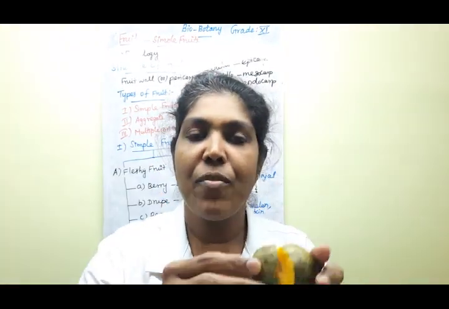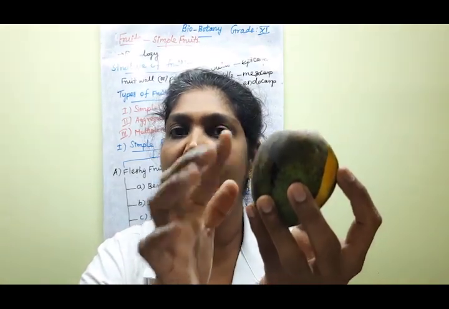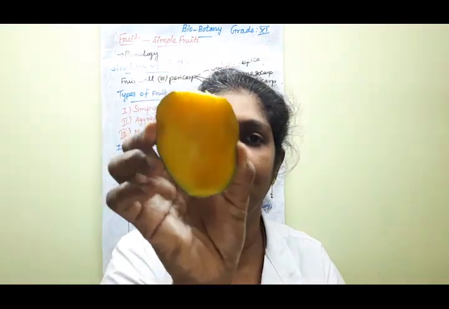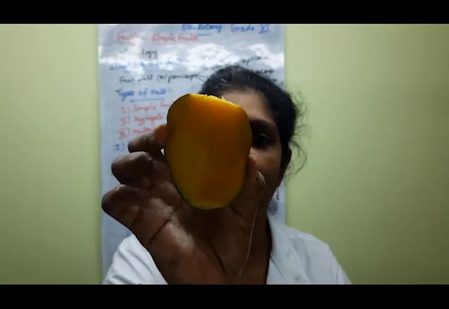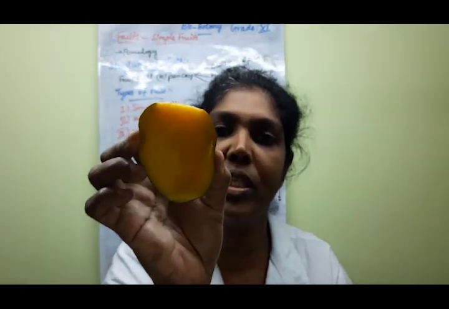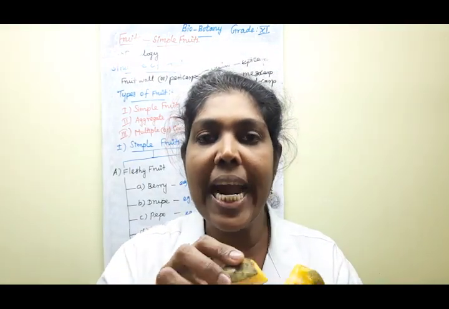Clear, children? First one is the epicarp. Epicarp means this is a skin layer. Mesocarp means this is the fleshy part, the yellowish part here. If you are looking, this is the yellow part. This region is the fleshy part. Clear?